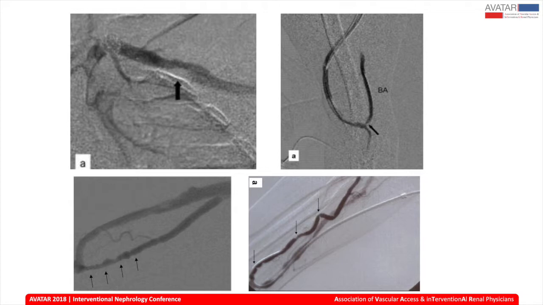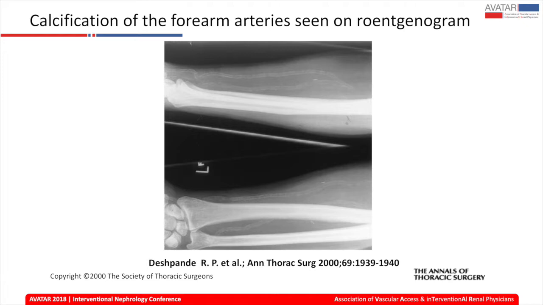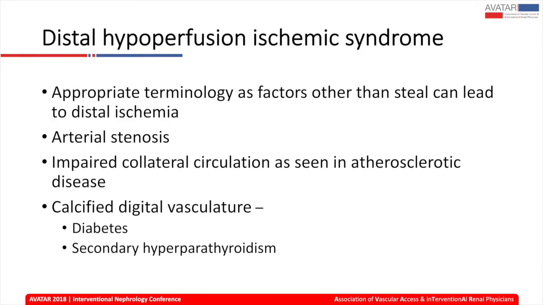Again, there are various examples where there can be proximal stenosis. Here's a brachiocephalic fistula with an anastomotic stenosis at the brachial arterial region, and a radiocephalic fistula with multiple stenoses in the radial artery that can cause distal ischemia and pain. Calcification, again, in diabetic patients is not uncommon, and here's an example from literature, not from my practice, where extensive calcification can lead to distal ischemia and hand pain.